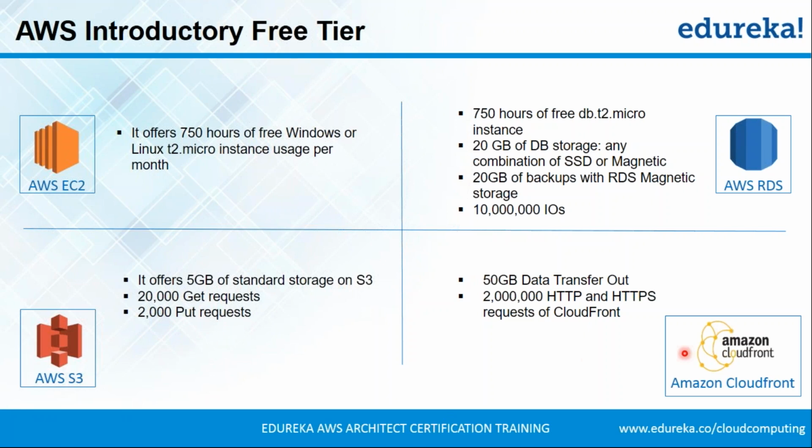Next up, you have CloudFront. So CloudFront, like I told you guys, it's a caching service. So in CloudFront, in the form of free tier, you get 50 GB data transfer out, right? So 50 GB of data transfer out in CloudFront is free for the first 1 year. And then you have 2 million HTTP and HTTPS requests of CloudFront. So you can make 2 million requests for free in the first year, right?